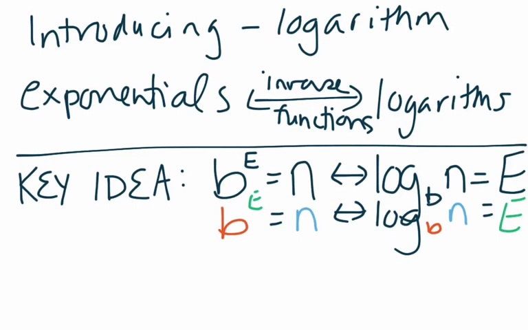So the B, which is the base of the exponential, becomes the base of the logarithm. The E, the exponent, is in green, so that's going to come over here by itself. And then the N, which is by itself in the exponential, becomes the argument of the logarithm. And that's how you go back and forth between logarithms and exponents.